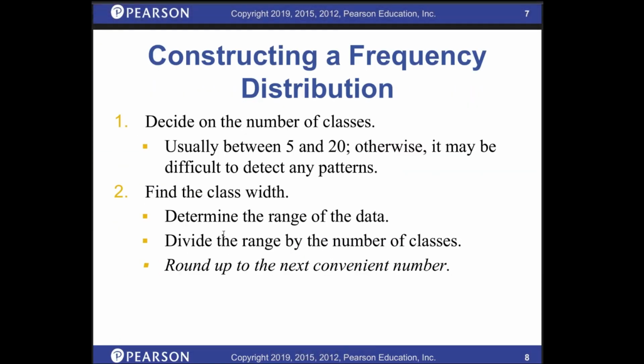Constructing a frequency distribution. Decide on the number of classes, usually between 5 and 20. Otherwise, it may be difficult to detect any patterns. There will be way too many numbers or way too few numbers. And then find the class width: determine the range of data, divide the range by the number of classes, and then round up to the next convenient number.